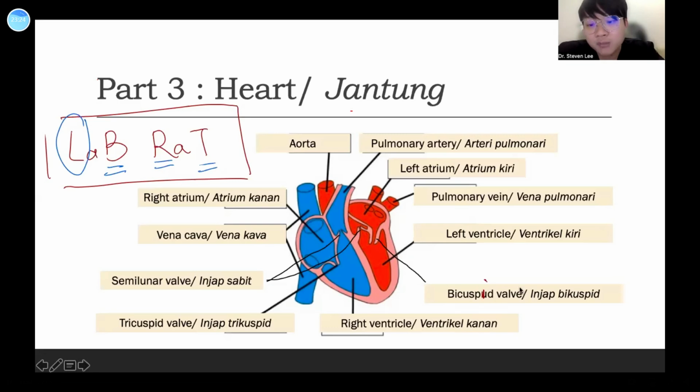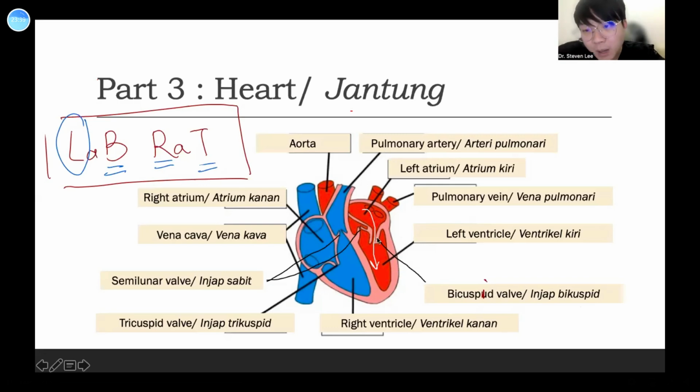Kalau dia tanya, what is the function of bicuspid valve? Contoh lah, apakah fungsi injap bicuspid? So you need to know the exact direction. Maksudnya, in the heart, biasanya the blood will flow down. Agree with me? The blood will flow down from the atrium to the ventricle. So when the ventricle contracts, we don't want the blood to go back up. So that's why you need to be very specific.